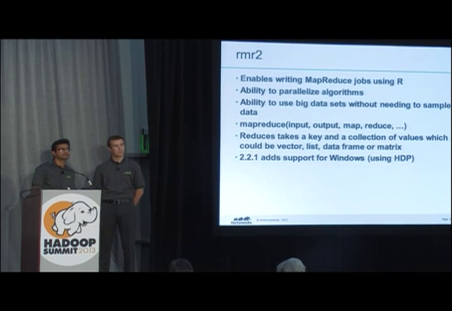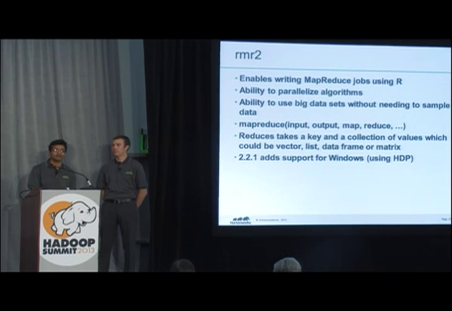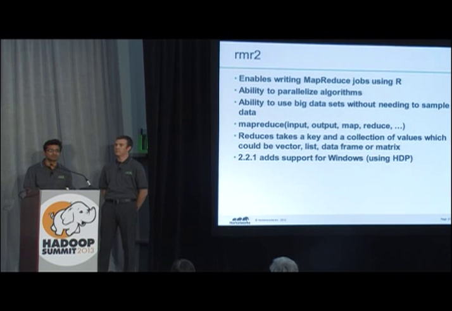The MapReduce 2, does that refer to YARN, or is that an R thing? No. RMR2 only works with MapReduce, not MapReduce 2. The reason there was a change in the name from RMR to RMR2 was that some of the APIs were removed, so they had a version change there. But right now it doesn't support YARN. Right now the support is only for MapReduce.